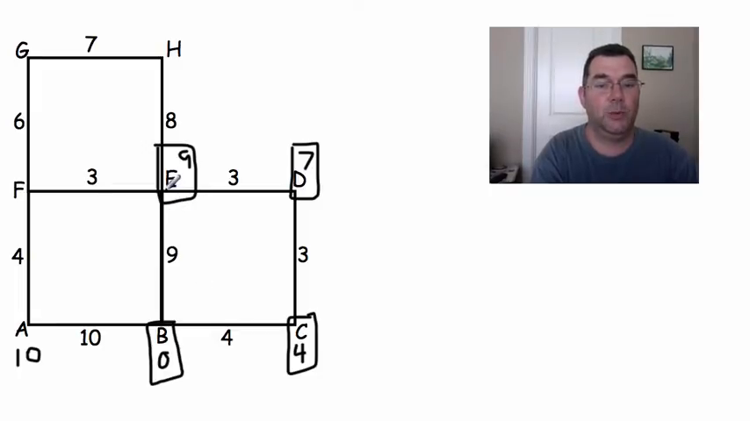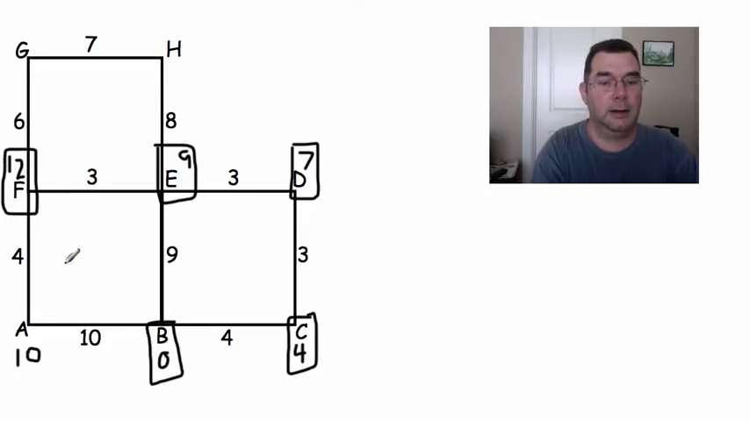Okay, and then we are at E, so I will look at all vertices leaving E. So I've got this one that takes me 9 plus 3 is 12, so that will give me a cost of 12 to get to F. This other one would take me 14 to get to F, not a good idea. And then this one, 9 and 8 is 17, also not a good idea.